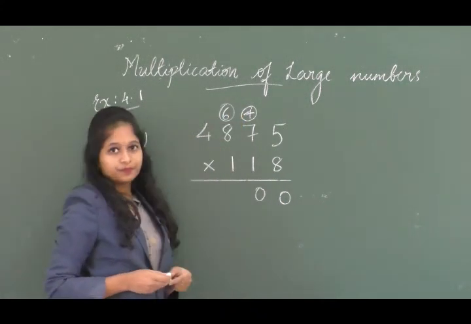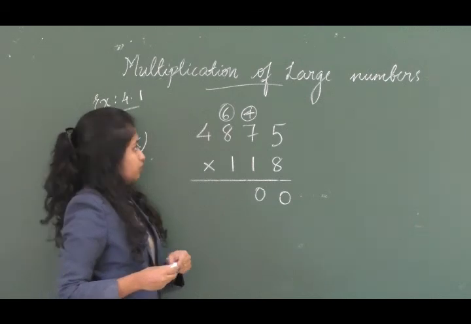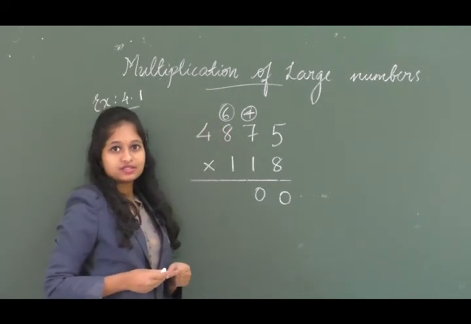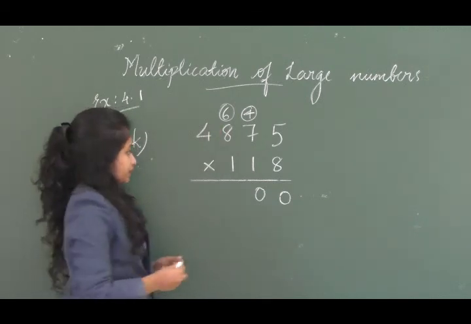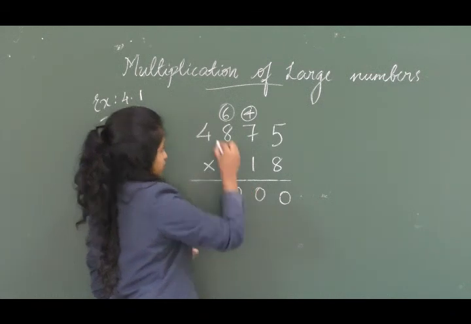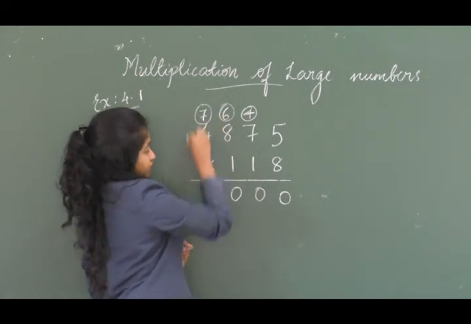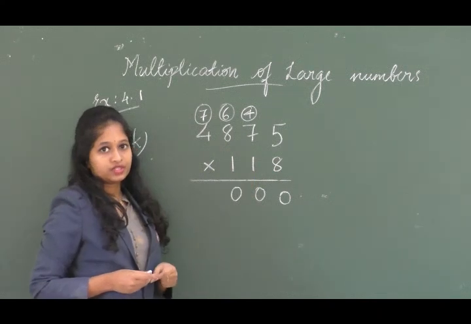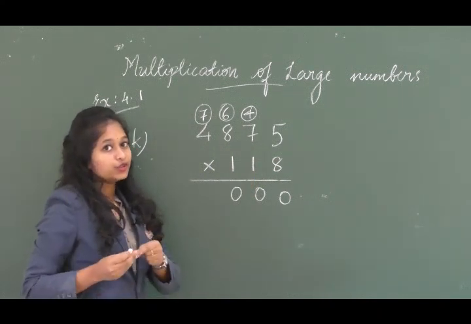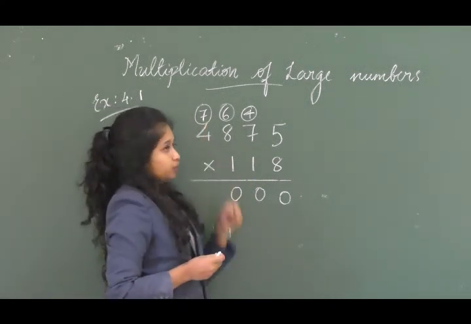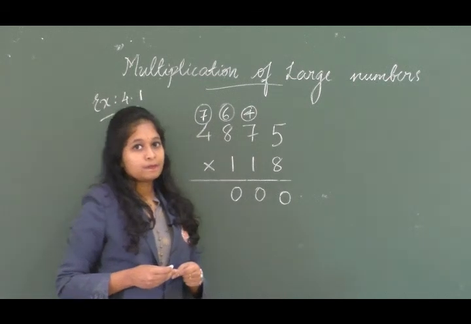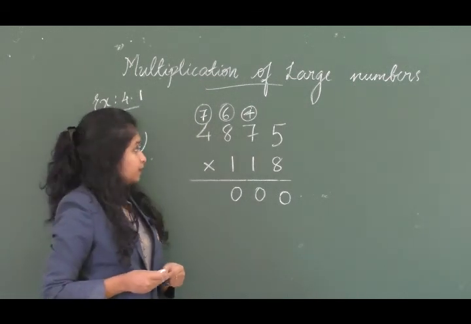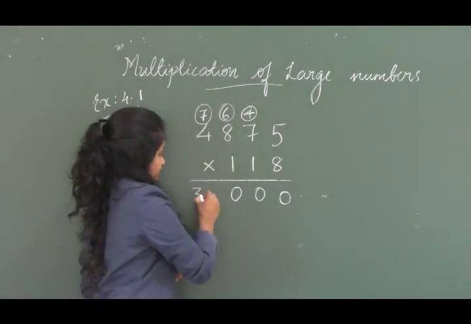8 8s are 64. 64 plus 6 is 70. Write 0 here and 7 here. Now 4 into 8 is 32. 32 plus 7 will be 39. Right? 39 here.